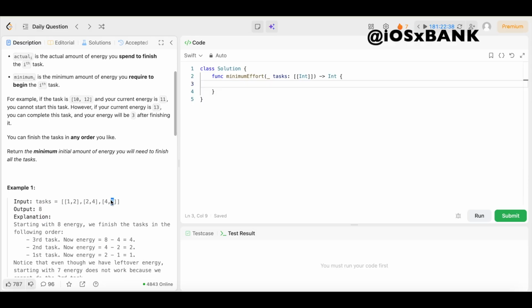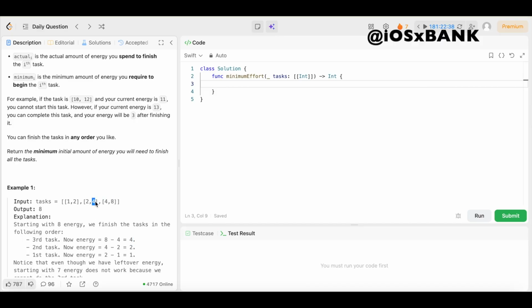So since we're going to start with 8, we complete this task. It takes 4 energy to complete the task, so we start with 8, then we spend 4 energy. Now we're left with 4. We can start this task because this task requires 4 to start. The minimum is the minimum amount of energy required to start. So since we have 4, we're left with 4 energy after completing this task.